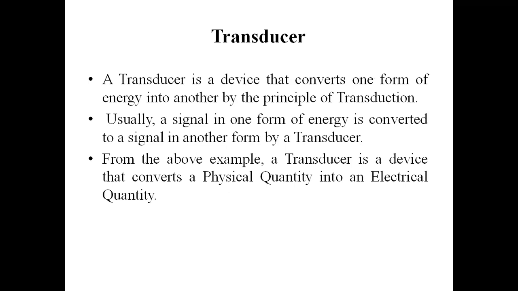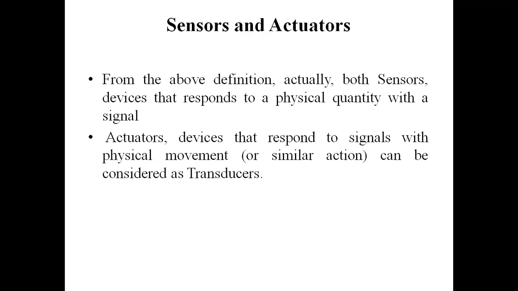Whereas a transducer is a device which converts one form of energy into another by the principle of transduction. Usually a signal in one form of energy is converted to a signal in another form by a transducer. So from the above example, we can say a transducer is a device that converts a physical quantity into an electrical quantity.